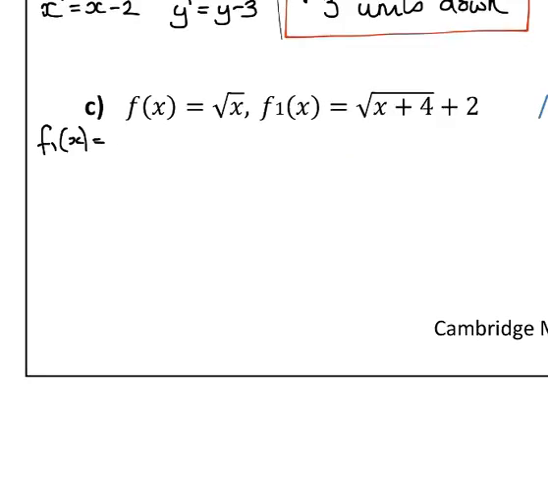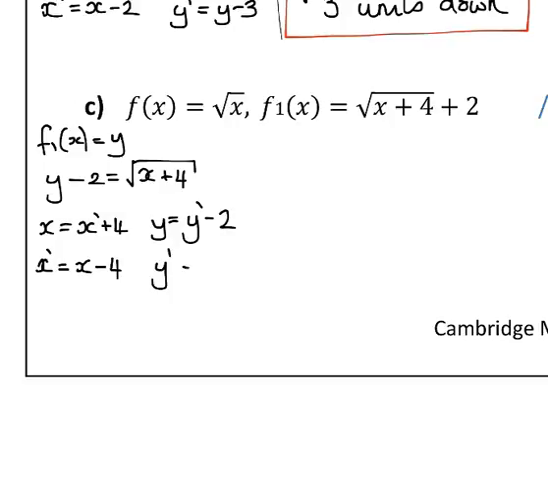Part C is a surd. So f of x is equal to root x, f1 of x is equal to root x plus 4, and then plus 2. Again, I'm going to do some notation. So f1 of x is y, my apologies. And then rearranging, so moving this plus 2 to the other side. So y minus 2 is equal to the square root of x plus 4. So this here is my y value, and this is my x, where this is y new and x new. So x is equal to x new plus 4, y is equal to y new minus 2.